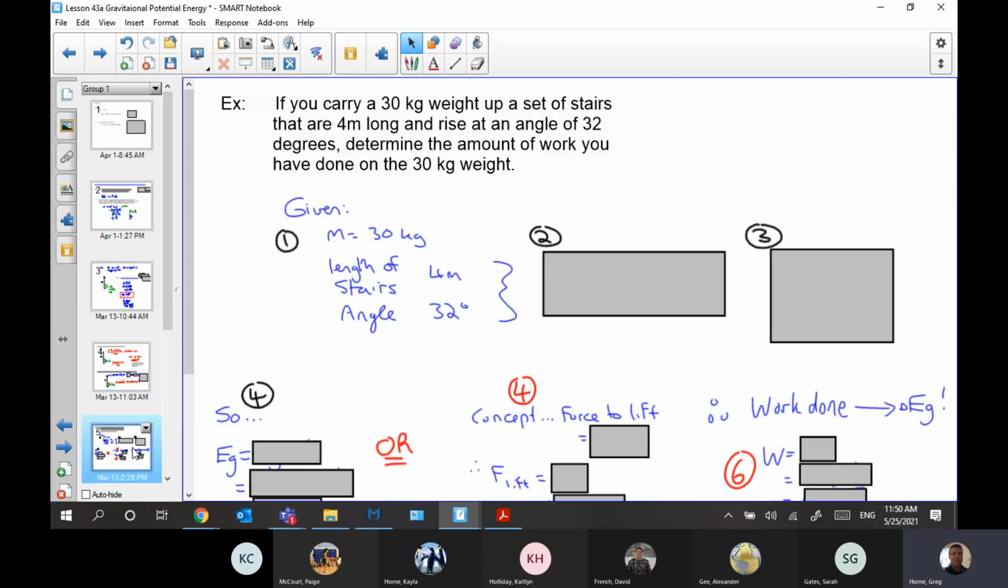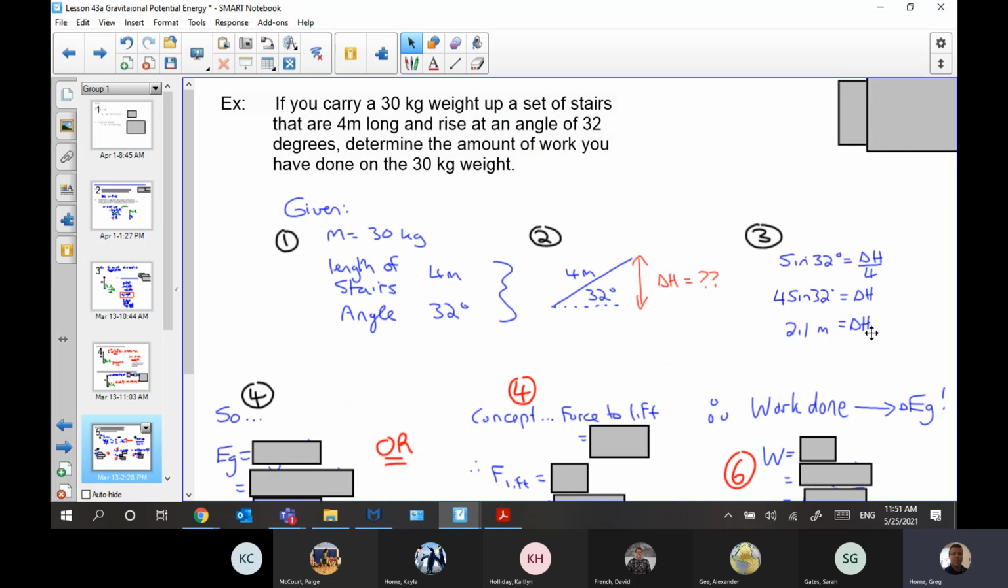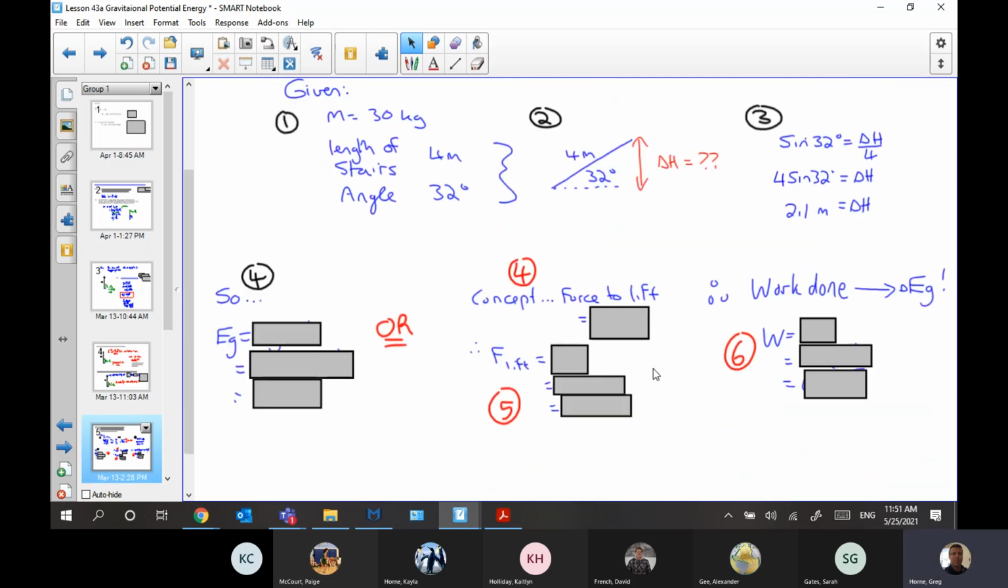And then of course we did calculations with that, where if you carry an object up a set of stairs, you need to figure out what height you actually lifted it, and just do your mg delta h, right? So in this one, the height, the 4 meter long staircase at an angle of 32 degrees, you can use what, tan? Or no, sine, opposite over hypotenuse, right? So sine of 32 is going to be opposite over hypotenuse. Get your delta h is 2.1, right? So then mg delta h would just be the mass times the gravity times that 2.1.